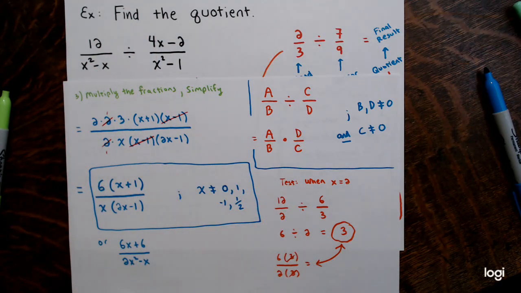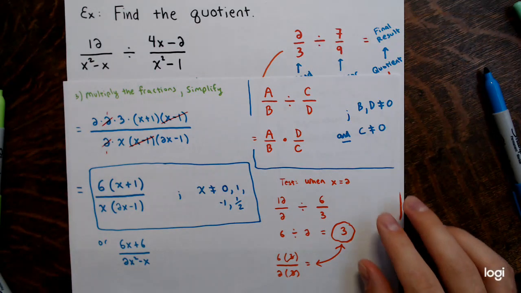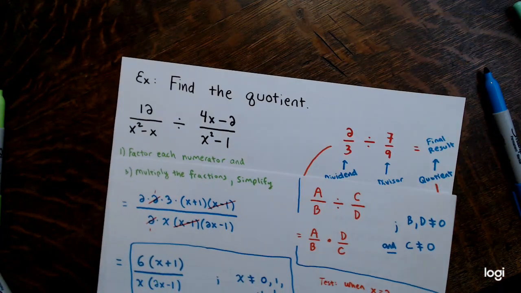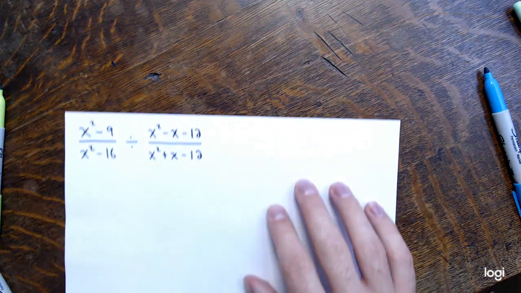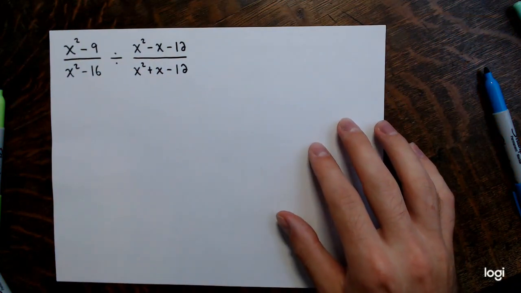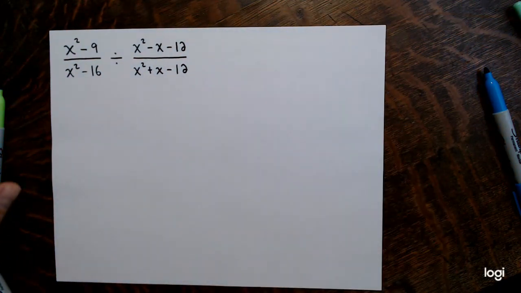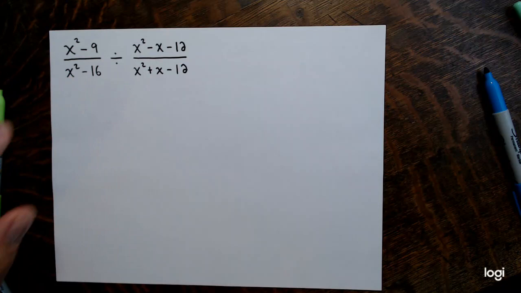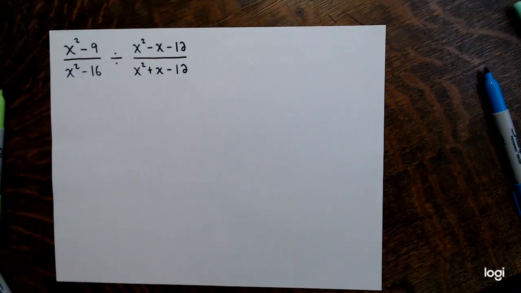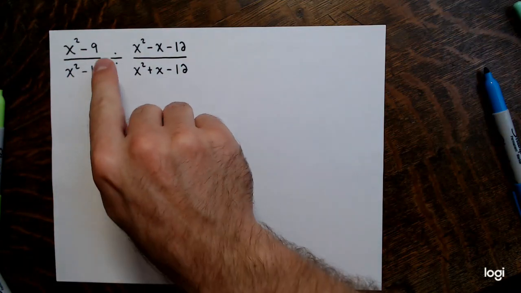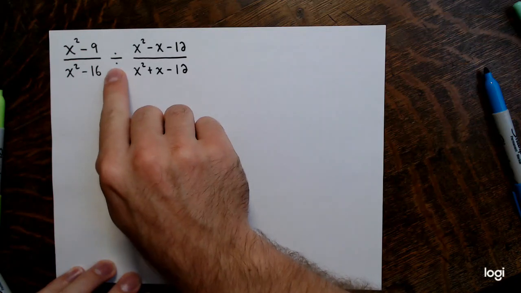Okay. So I was a little long-winded on that one because of all the checking and explaining, but let's move through some more examples of dividing fractions. So here's another one. I've got a fraction, x squared minus 9 divided by x squared minus 16, and then that divided by another fraction. This is the main division, right?